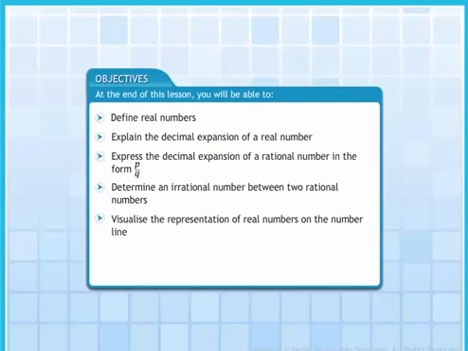At the end of this lesson, you will be able to define real numbers and explain their decimal expansion. You will also be able to express the decimal expansion of a rational number in the form of p divided by q and determine an irrational number between two rational numbers. You will also be able to visualize the representation of real numbers on the number line.